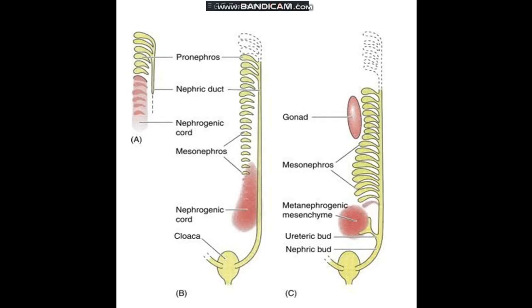Here we can see the different stages of the development of the kidney. First of all, we have the pronephros, which is in the cervical region. Then we have the mesonephros. The pronephros and the mesonephros are segmented. The pronephros disappears. Then the lowermost portion in the sacral region is the metanephros, which is not segmented. Now this metanephros grows what is known as the ureteric bud.